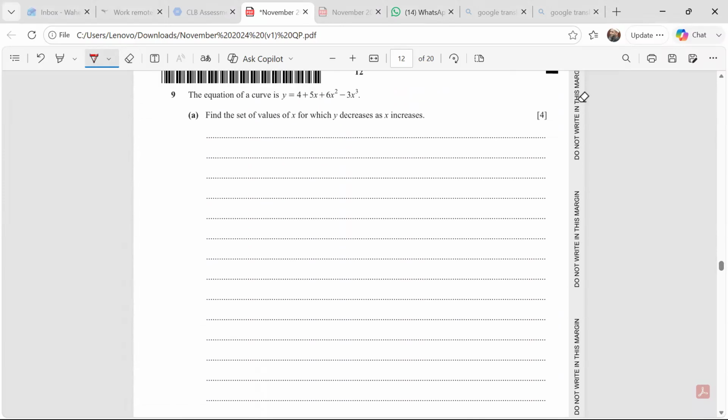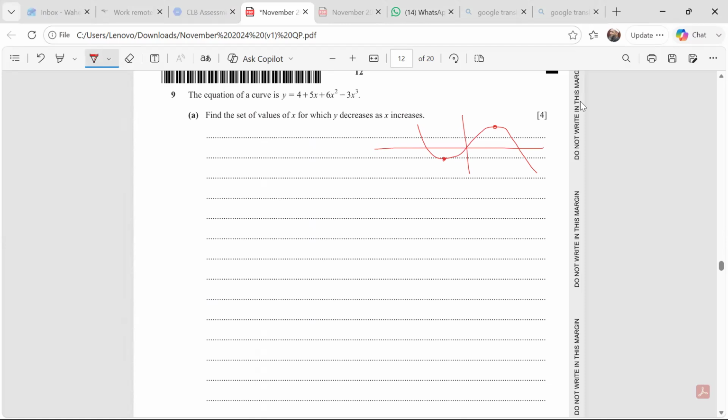The equation that applies is given by this equation. Find the set of values of x for which y is decreasing as x increases. You can see this is a third-order polynomial, and when the x cubed coefficient is negative, as x increases, the curve goes down. It looks something like this, roughly. So there is a range of values of x where, when x is increasing, y is decreasing. We have to find this range.